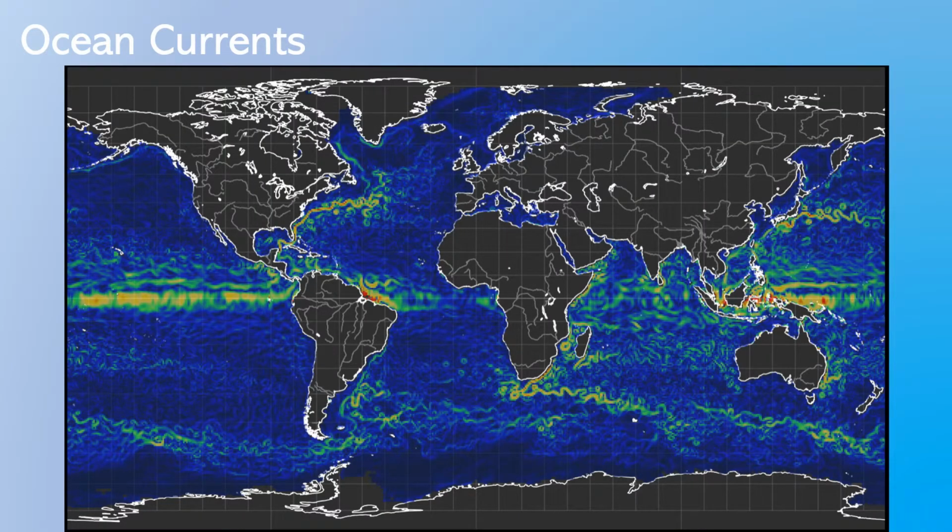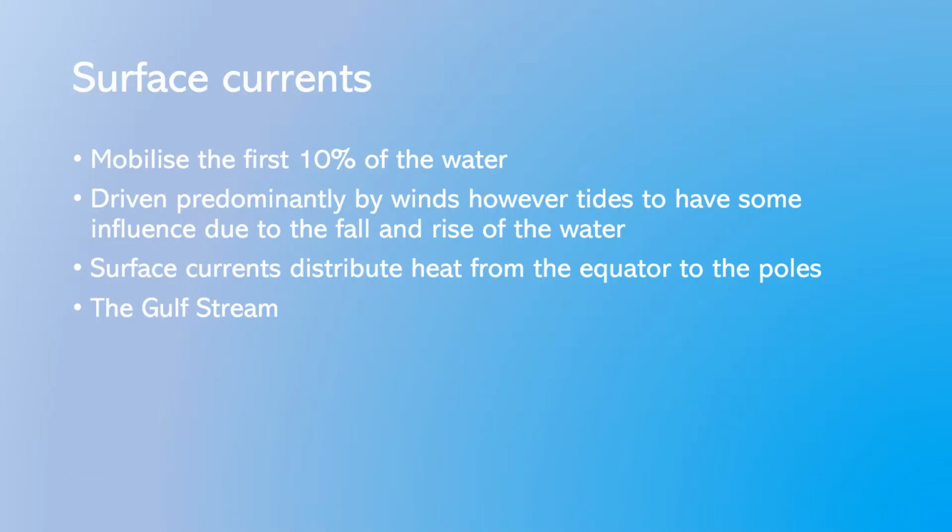As well as waves, friction also creates currents that generate the circulation of water around the globe. They can be divided into two main categories: surface currents and deep water currents. Surface currents mobilize the first 10% of the water. They're driven predominantly by winds, however tides do have some influence due to the fall and rise of the water. Surface currents distribute heat from the equator to the poles. An example of a surface current is the Gulf Stream.